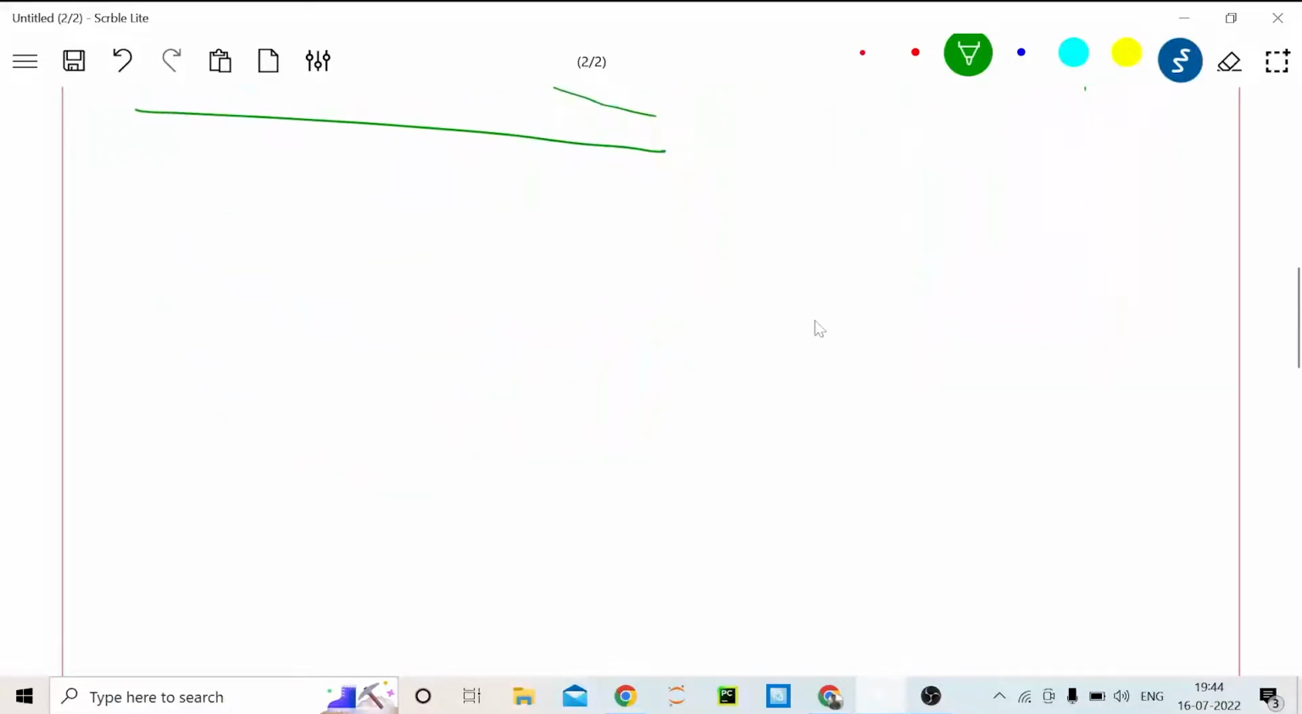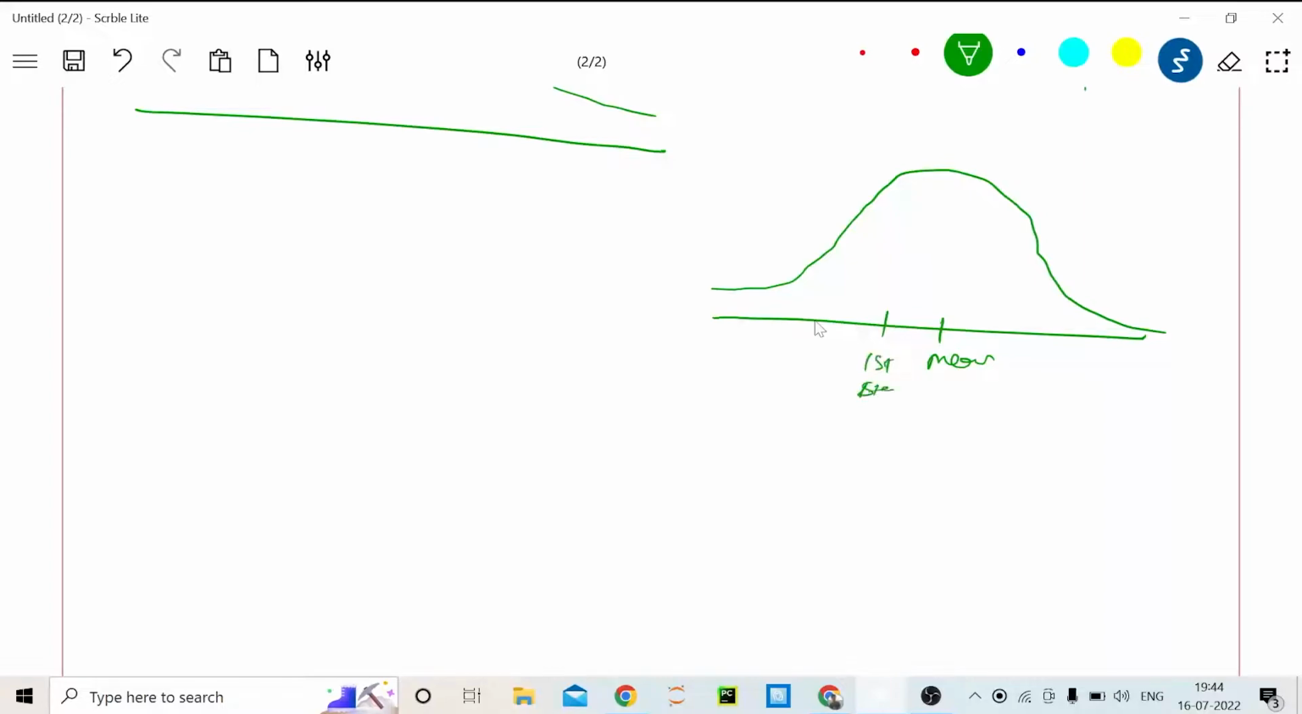Then how it is formed, I am telling you. There is a mean, you can see, I can draw it here. This is the mean. This is called the first standard deviation, as I told you in the previous class. This is the second standard deviation. This is the third standard deviation towards the left, and this is the first standard deviation towards the right, second standard deviation towards the right, and third standard deviation towards the right.